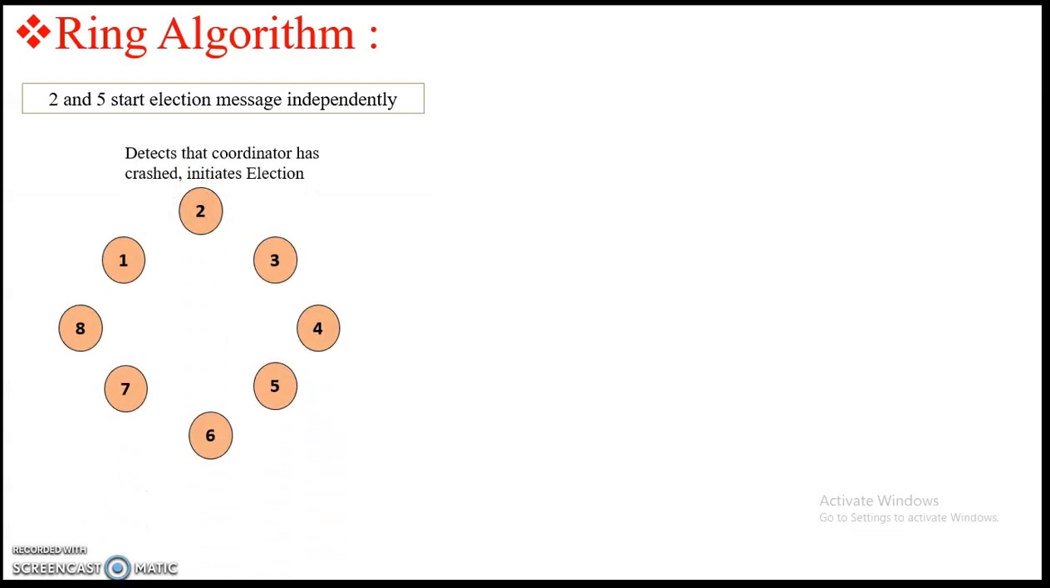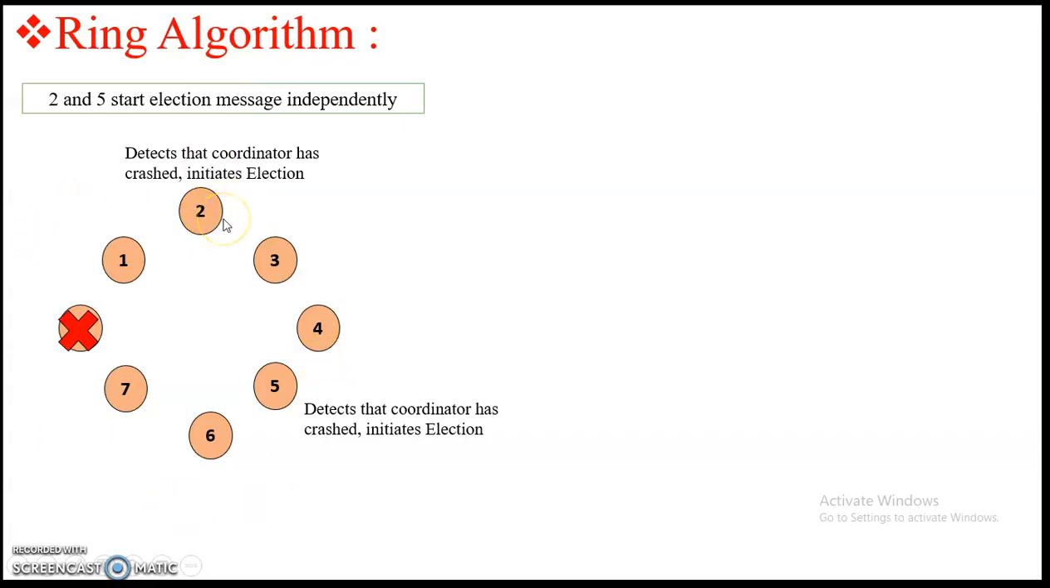Now we will see the illustration and then the algorithm will be clearer to you. Let's say initially there are 8 nodes, and all these 8 nodes are arranged in a logical ring-like structure. Nodes 2 and 5 detect that the coordinator has crashed and initiate the election message. So 8 has crashed, and 2 and 5 simultaneously understand this, so they initiate an election message. Let us first look into the scenario of how 2 sends the election message over this logical ring.